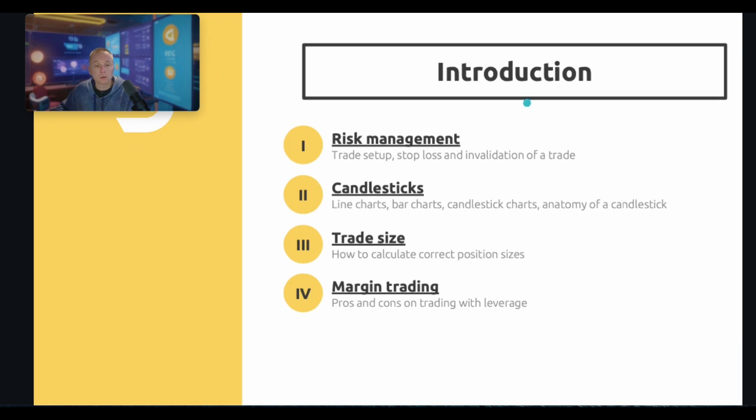Introduction. What are we going to be talking about today and covering? Risk management, trade setup, stop loss, invalidation of a trade. Those will be your parts of risk management. We're going to talk about the different types of candlesticks. When we look at charts, there's different ways of representing data visually on a chart. We'll just talk real quick about the difference between a line chart, a bar chart, a candlestick chart. What is the anatomy of a candlestick?